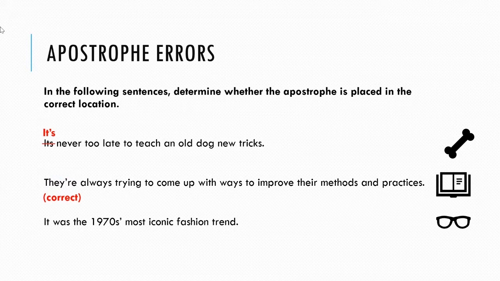"They're always trying to come up with ways to improve their methods and practices." This is correct because "they're" with an apostrophe is short for "they are," which makes sense here. Note that "their" denotes possession, and "there" is used as an adjective. "They're," with the contraction, stands for "they are."